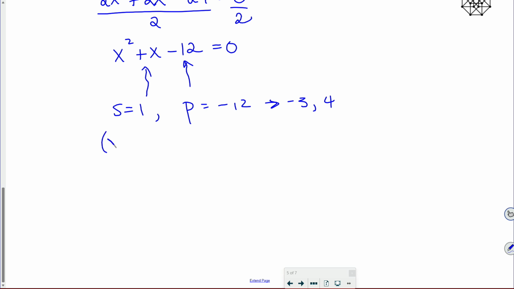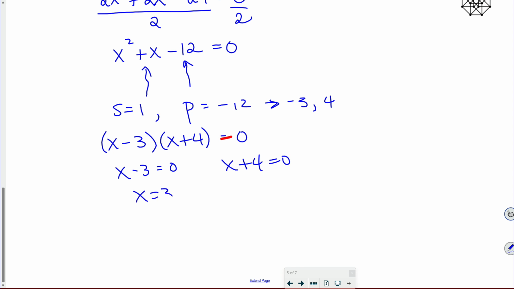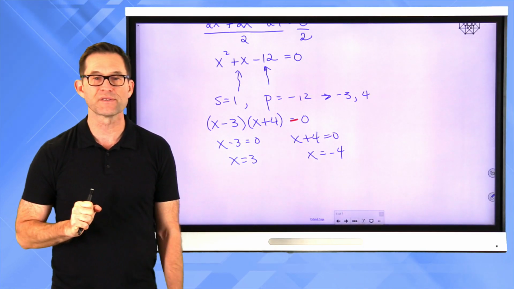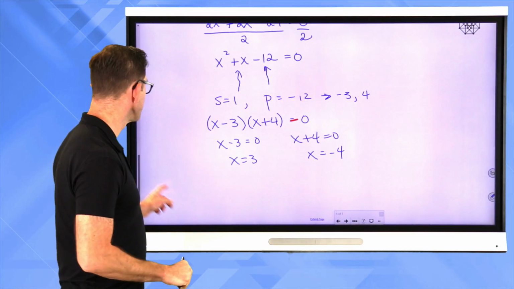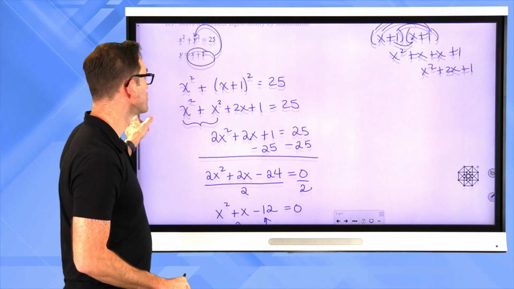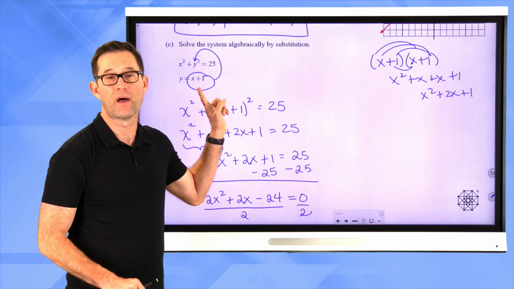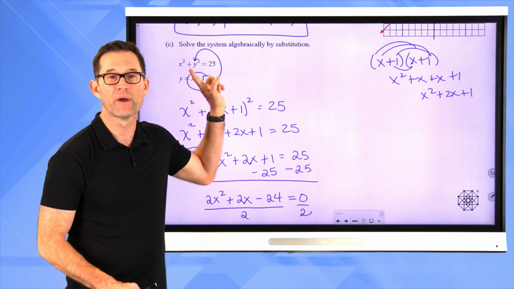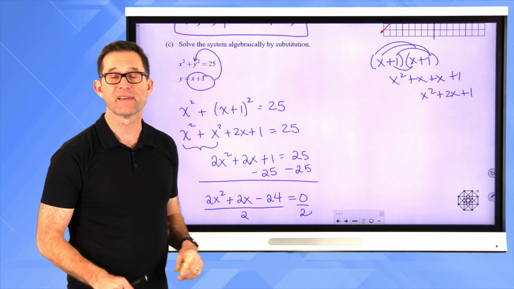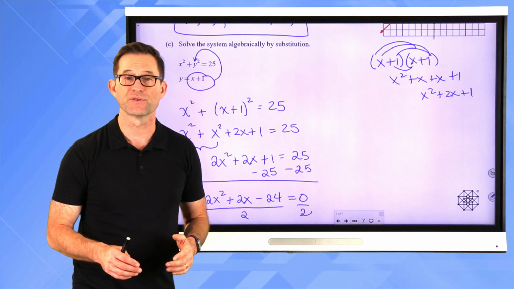So that means all of this is going to factor into (x minus 3) times (x plus 4) is equal to 0. x minus 3 is equal to 0. x plus 4 is equal to 0. x is equal to 3 and x is equal to negative 4. Those are our x coordinates. Now to get your y coordinates here, I claim you really only have one choice. You've got to put them in the line. You've got to put them in this equation. Don't put them in this equation. That's actually going to give you too many answers, all right?